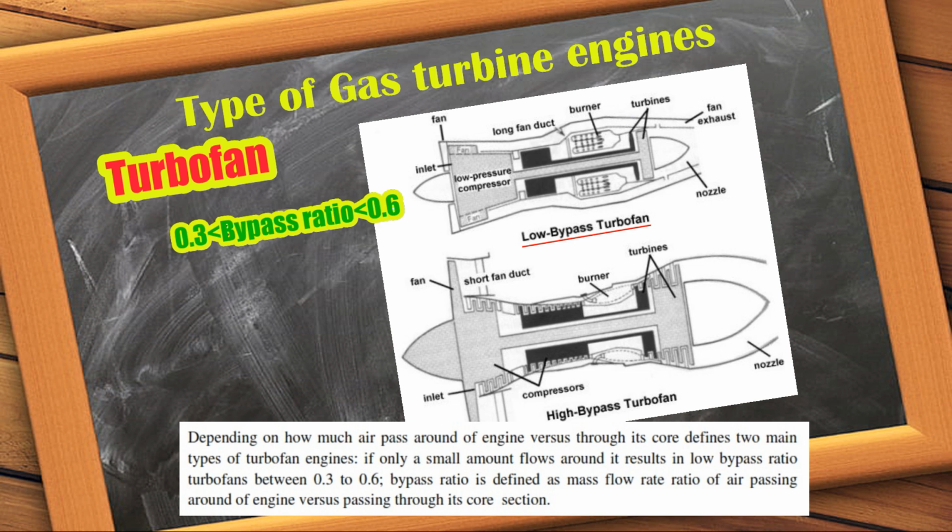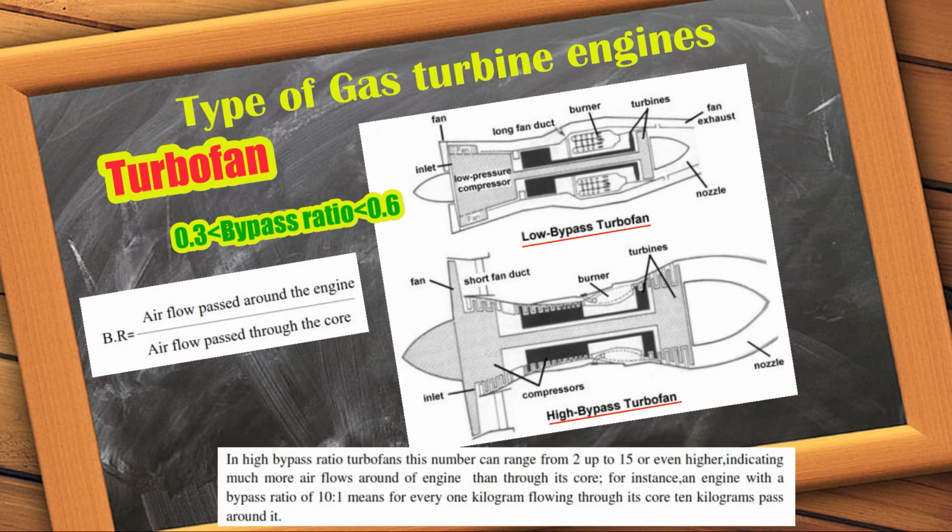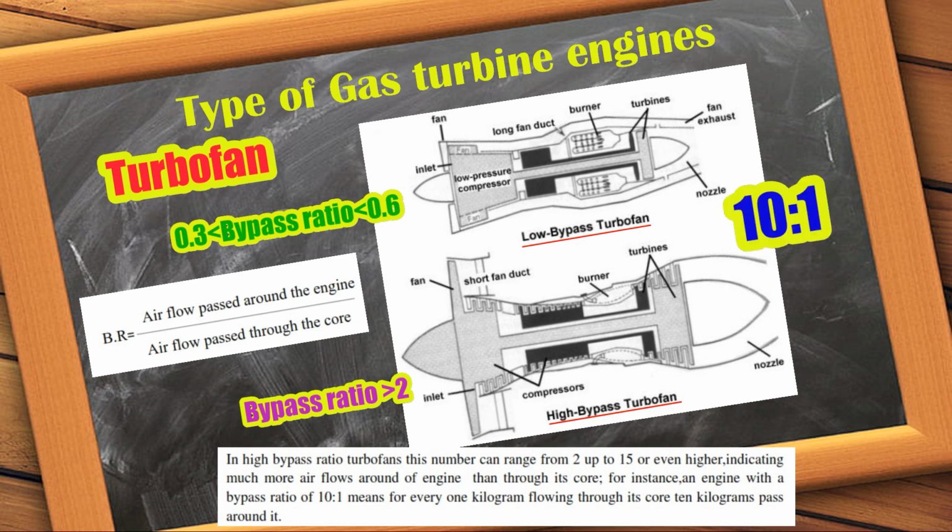Bypass ratio is defined as the mass flow rate ratio of air passing around the engine versus passing through its core section. In high bypass ratio turbofans, this number can range from 2 up to 15 or even higher, indicating much more air flows around the engine than through its core. For instance, an engine with a bypass ratio of 10 to 1 means for every 1 kg flowing through its core, 10 kg pass around it.